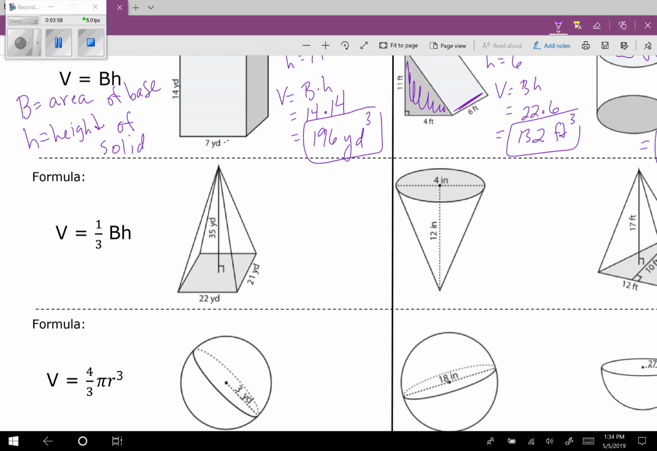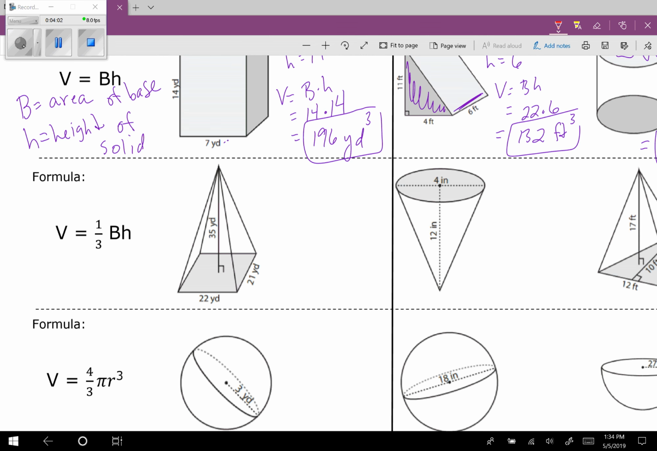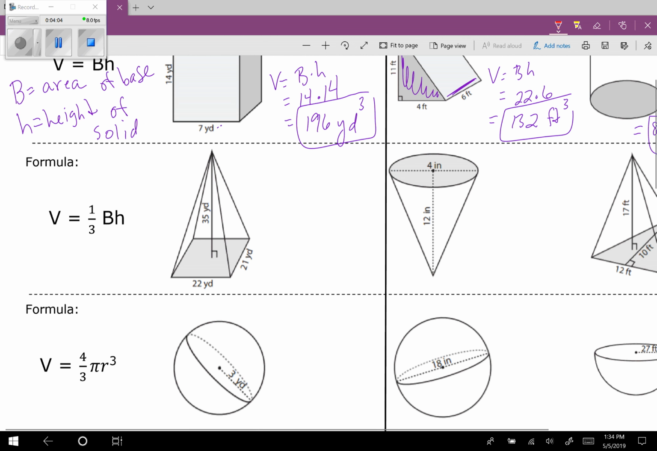All right, next kind we will do here are pyramids and cones. Okay, pyramids and cones. They are 1/3 area of the base times the height. So again, big B is area of the base, and H is the height of the pyramid or cone.